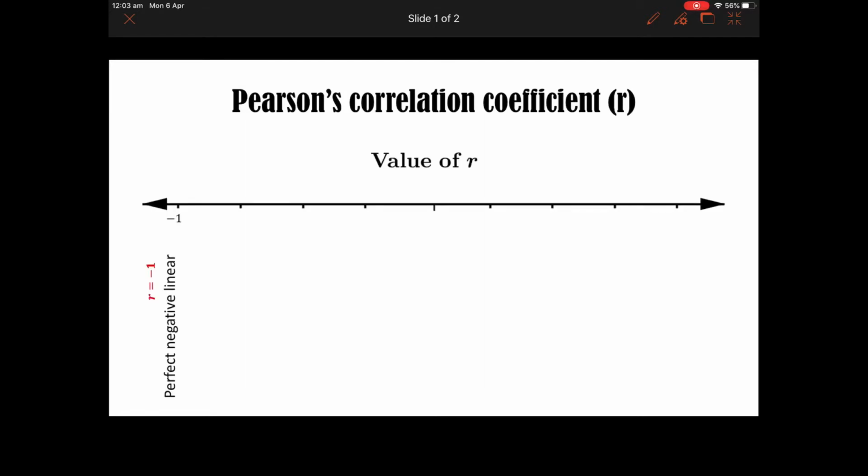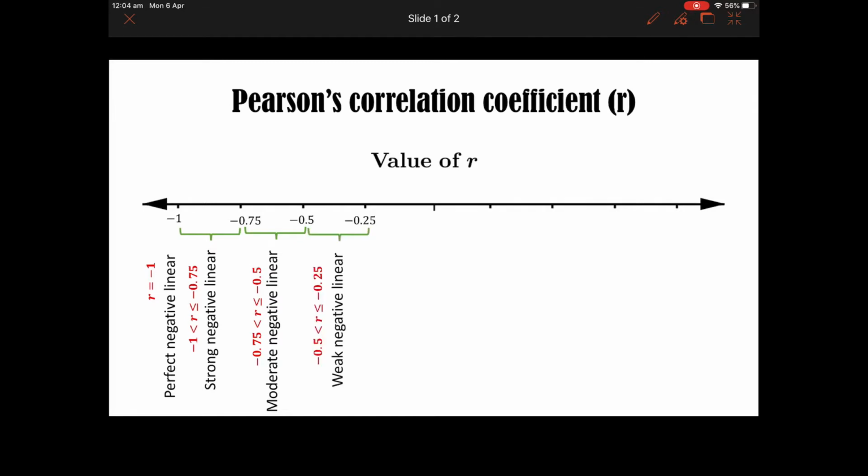So when R is -1, there is perfect negative linear association between two variables. When R is between -1 and -0.75, there is strong negative linear association. From -0.75 to -0.5 is moderate negative linear association. From -0.5 to -0.25, weak negative linear association. From -0.25 to 0.25, no linear association between two variables.